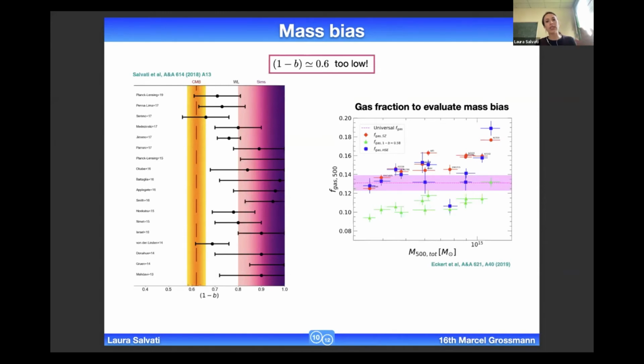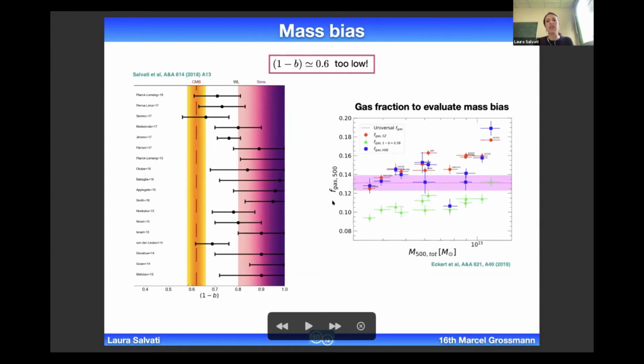Now, this quantity is quite well understood, such that from hydrodynamical simulations, we can have a prediction of a universal value. And this is what you can see here in pink. So basically, fixing a value for the mass bias, we can provide an evaluation of the gas fraction. And this is exactly what they do here. And the green points are obtained for a value of the mass bias that is around 0.6. So this was the 0.58 from the 2015 Planck release. And as you can see, we are completely off with respect to the universal value.